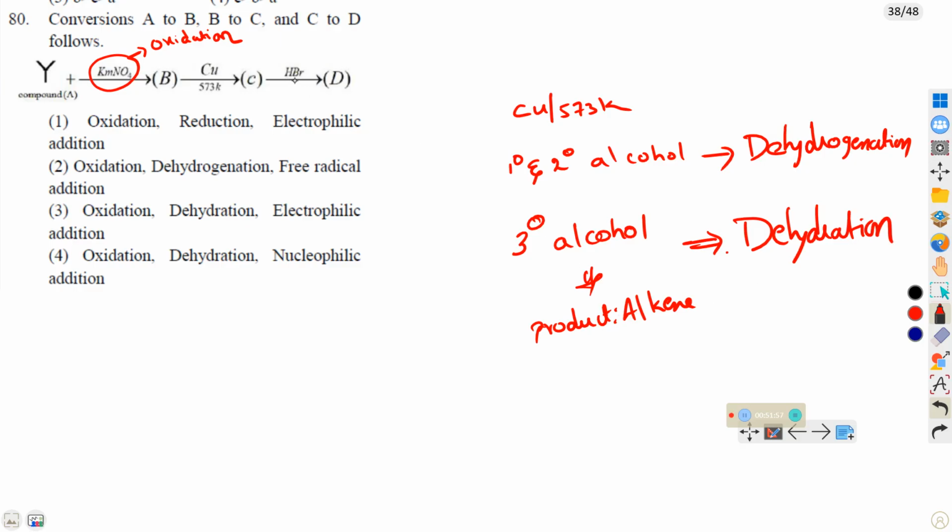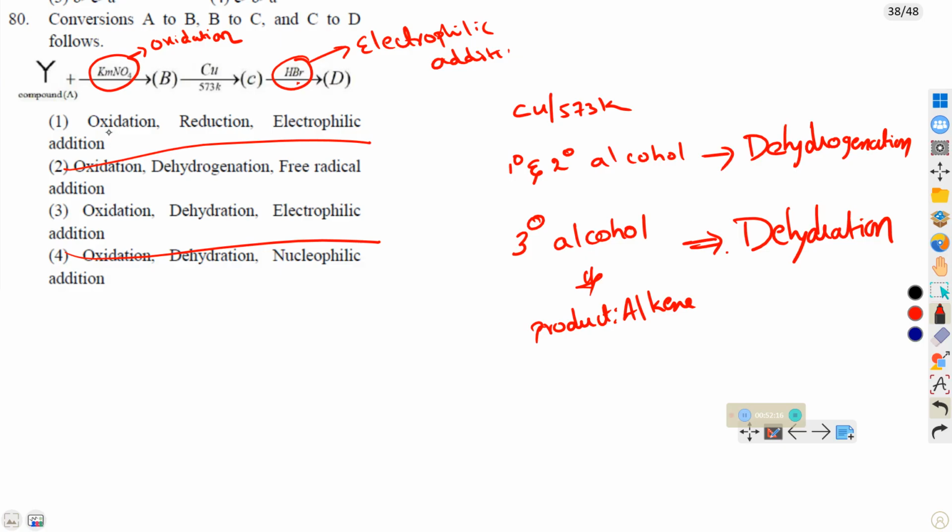Alkene reacts with HBr, then that is electrophilic addition. So it starts with oxidation, ends with electrophilic addition. So neglect second option or fourth option. In oxidation, copper does not act as reducing agent. If the alcohol is 3 degree alcohol, it acts as a dehydrating agent.